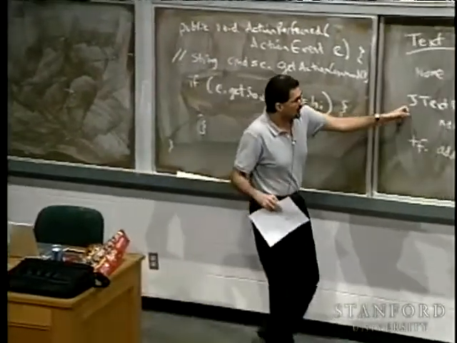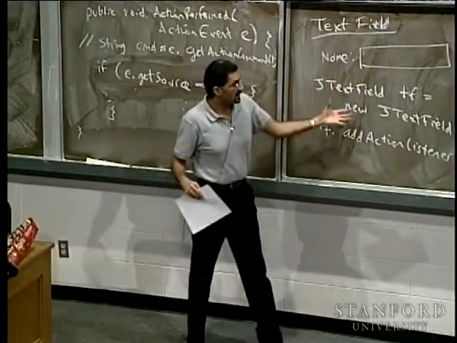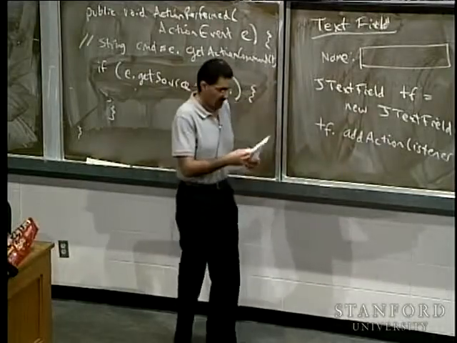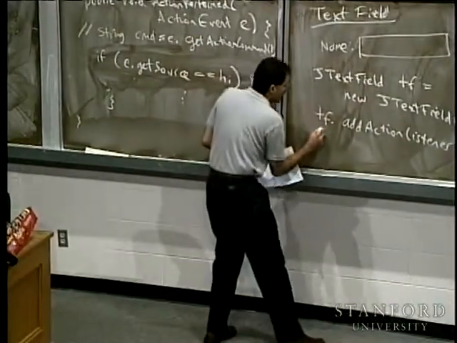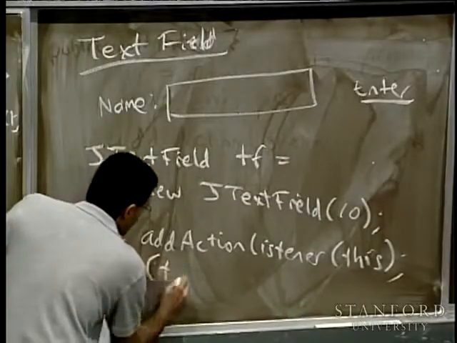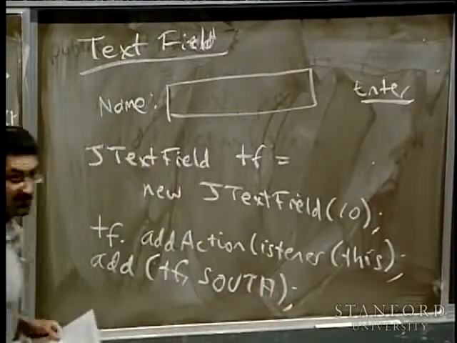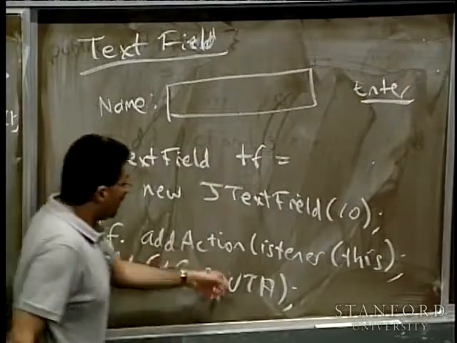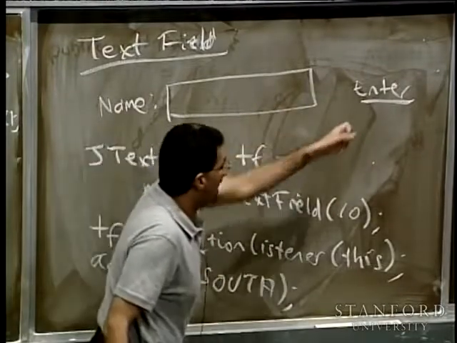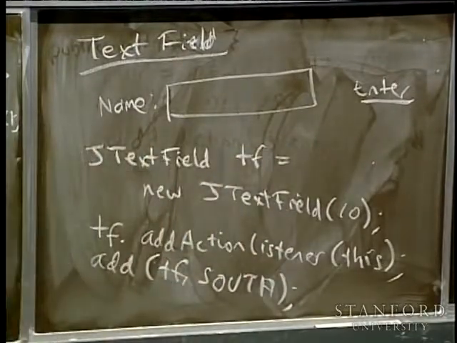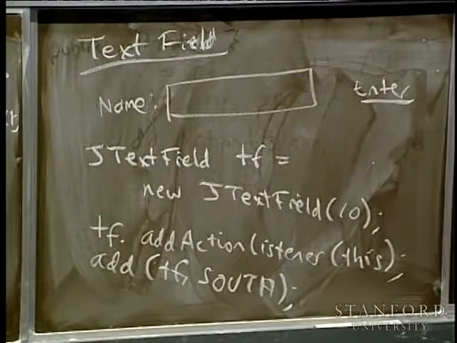So after you create it and you set up this line, you would want to add it somewhere into your program, right? So somewhere in your program you would probably say add TF, and we might add TF, for example, in the South, because we add everything in the South. Okay? When someone types something into TF and hits enter, then it will generate some call to actionPerformed for you, and pass you an action event.